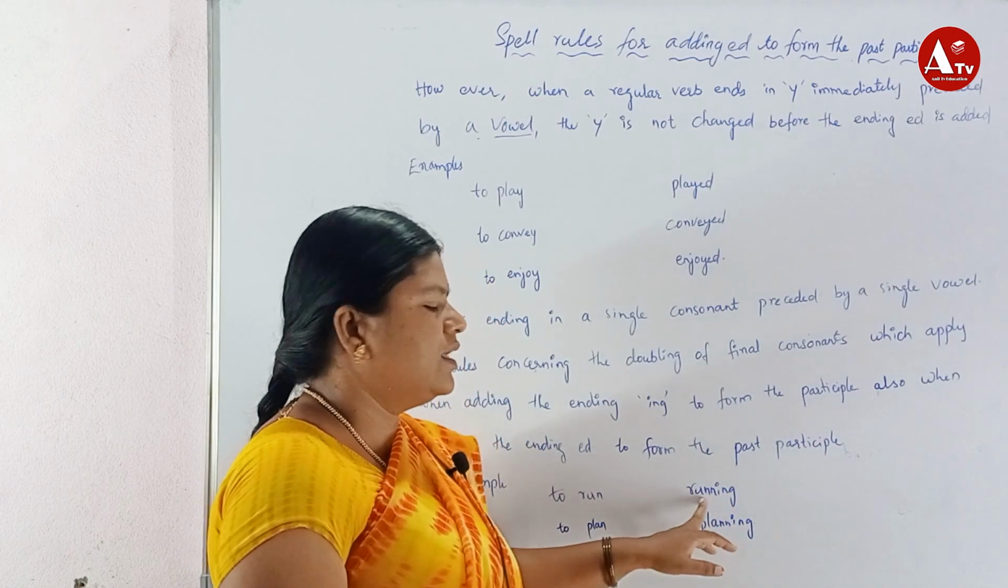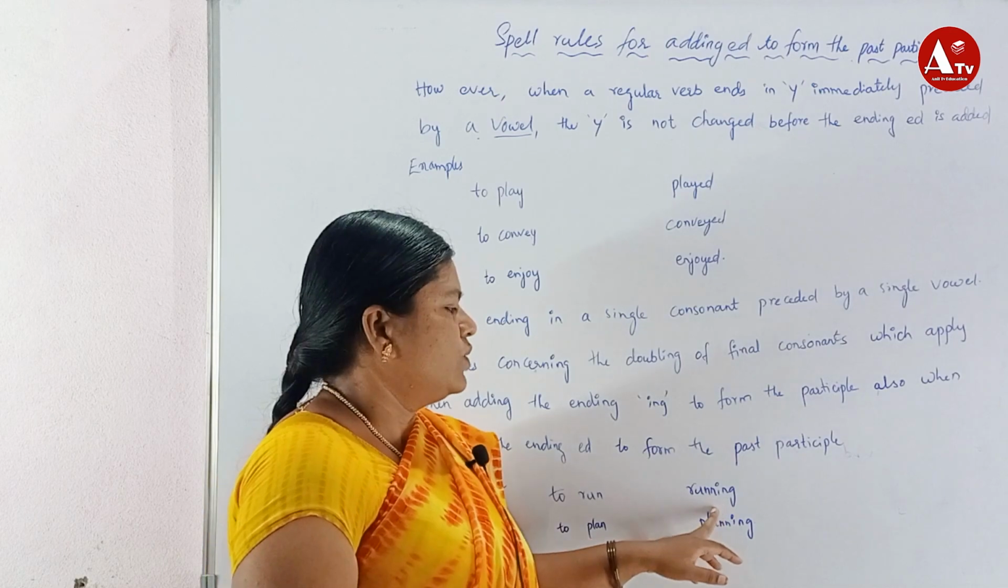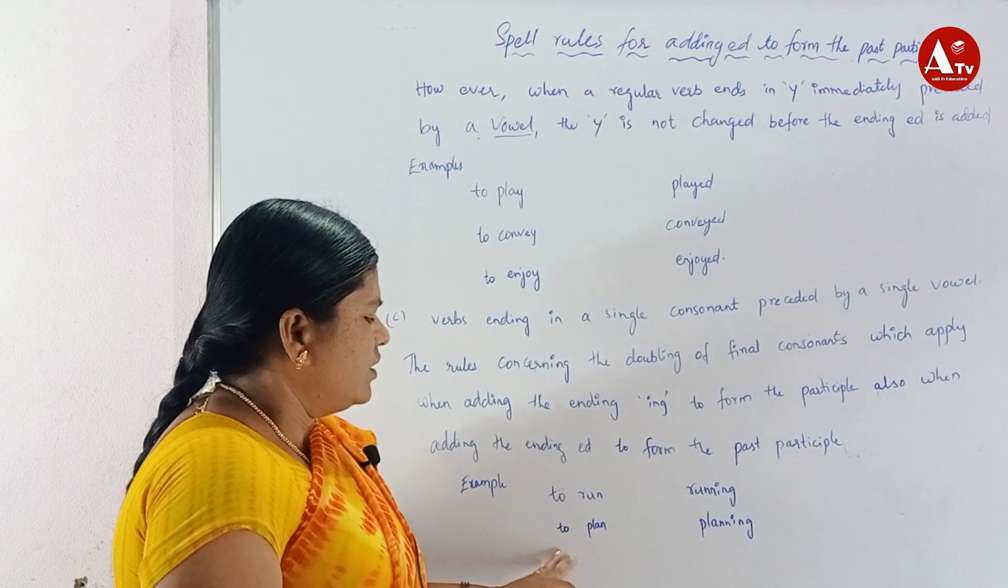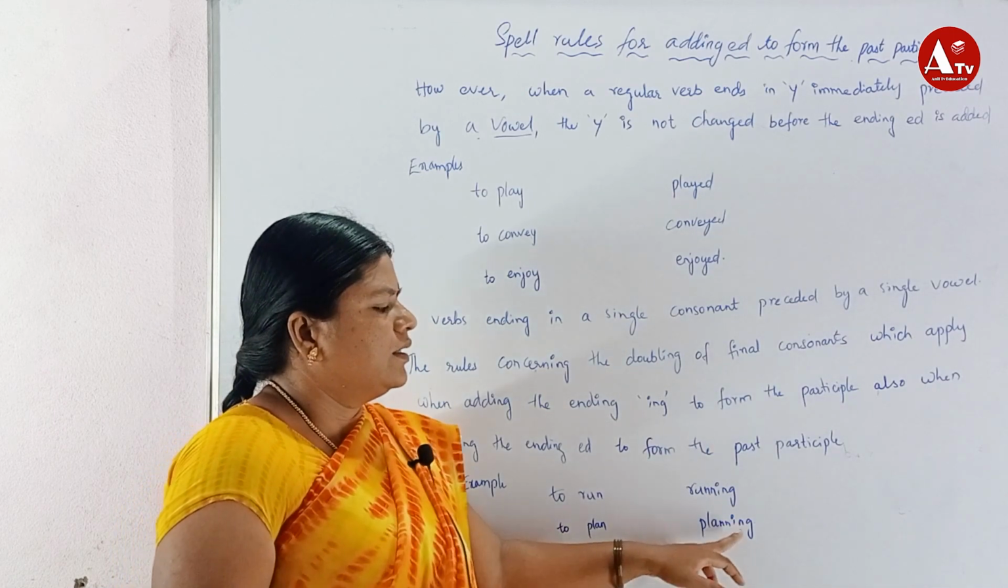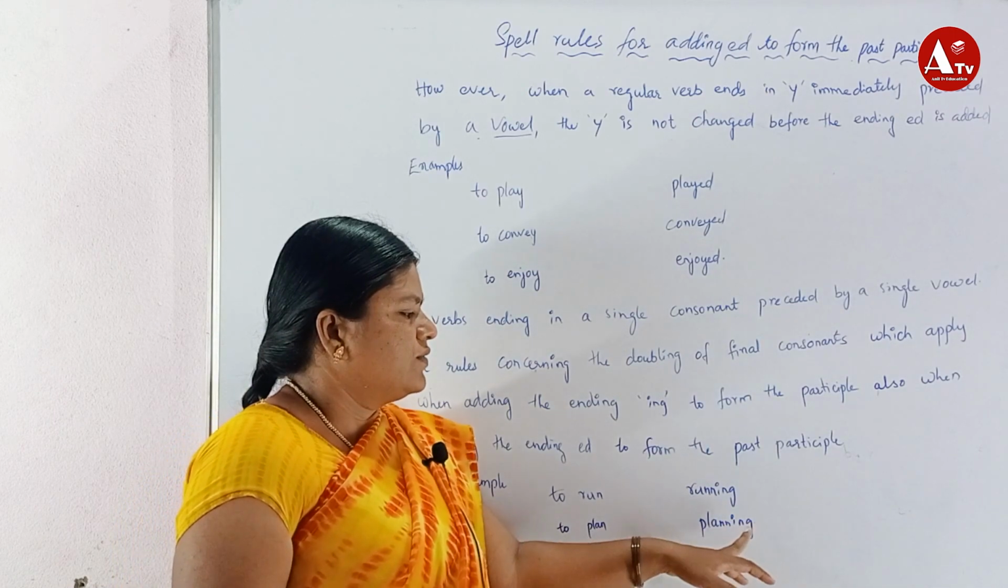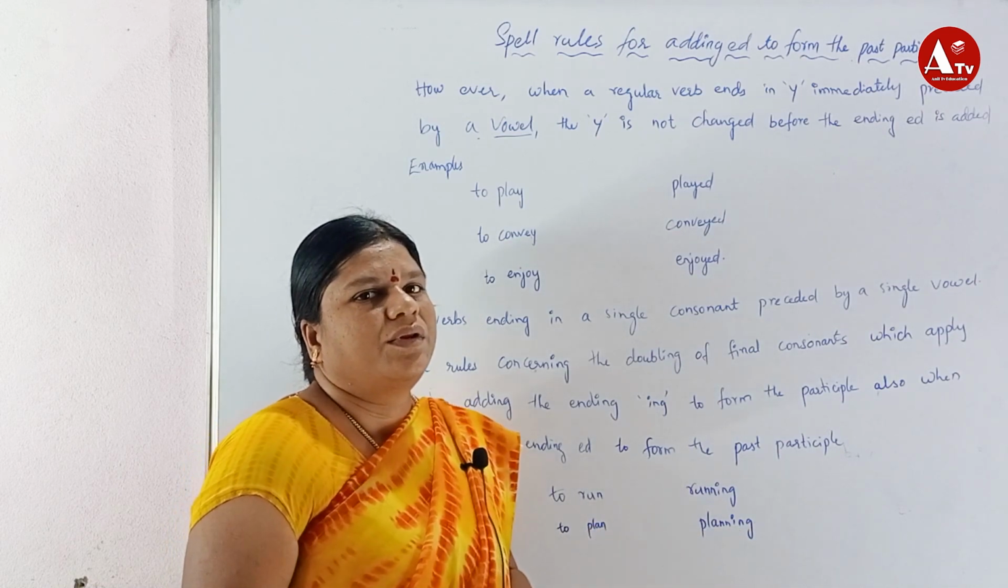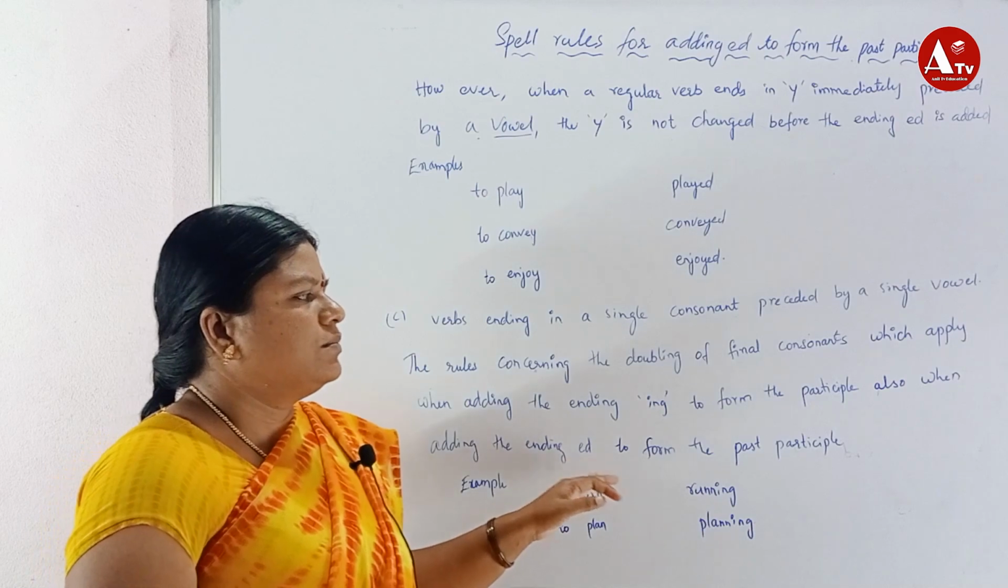Running: n is repeated twice. Here n is a consonant. To plan, planning: n is doubled before the -ing form is used in the participle. Now we discuss the past participle.